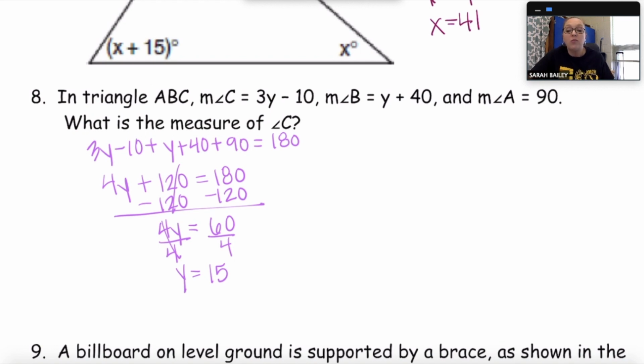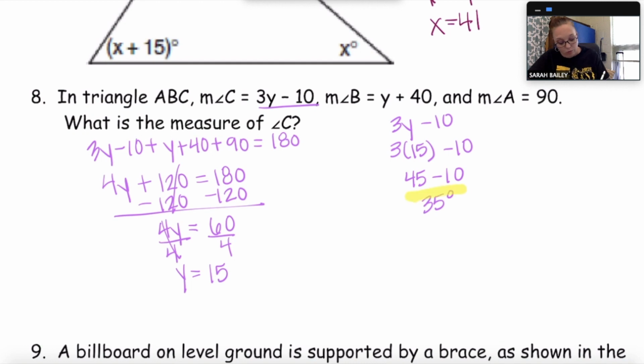Now if I want to find the measurement of angle C, C is represented by the expression 3y minus 10. So y we now know is 15. So we'll do 3 times 15 minus 10. So 3 times 15 is 45. Minus 10 is 35. So that angle will measure 35 degrees.